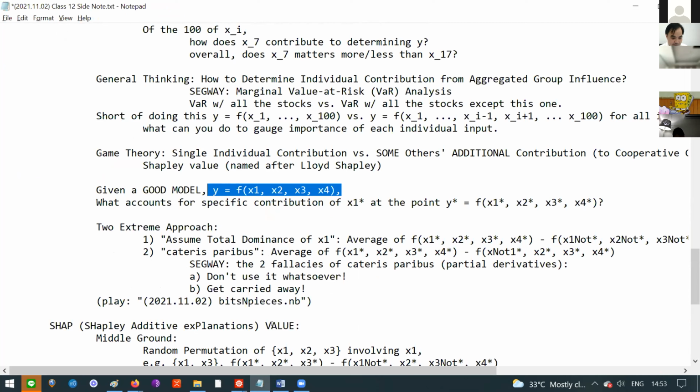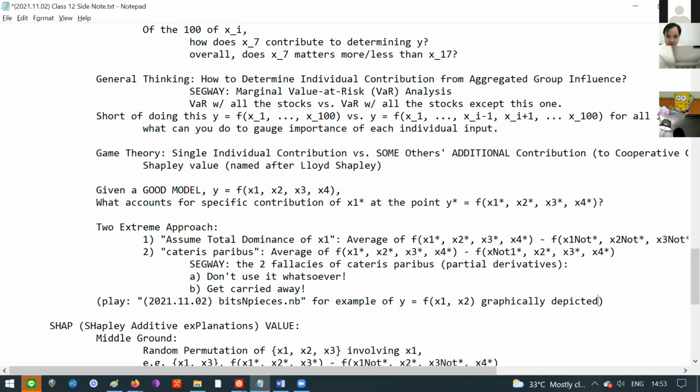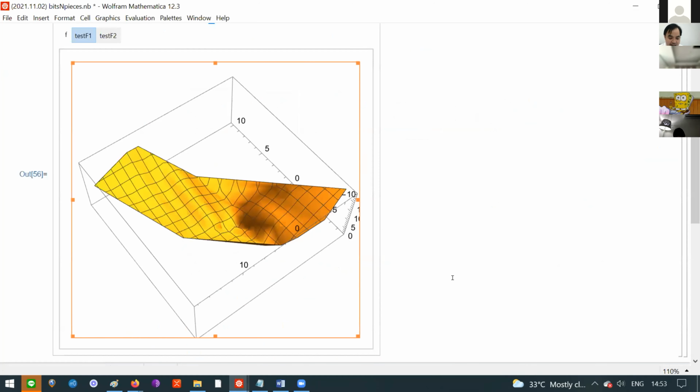I'm going to give you an example of y equal to f of x1, x2. So let's look at this. Now I'm standing at x star. This is my x star. What makes me stand there?